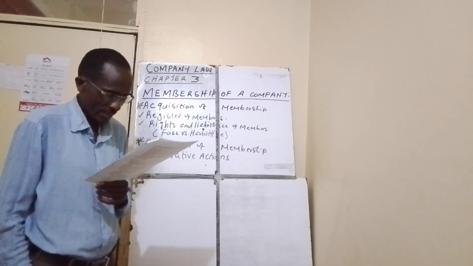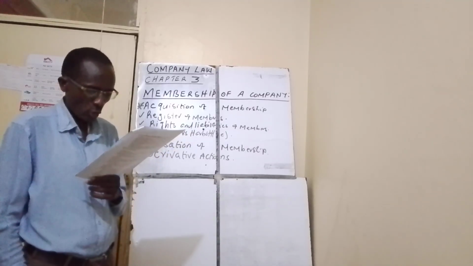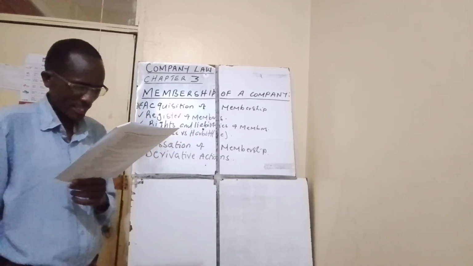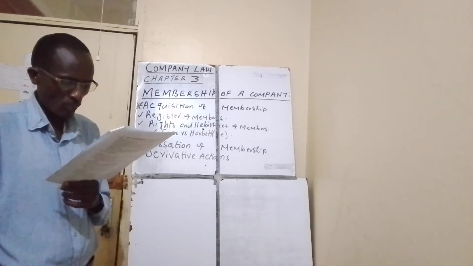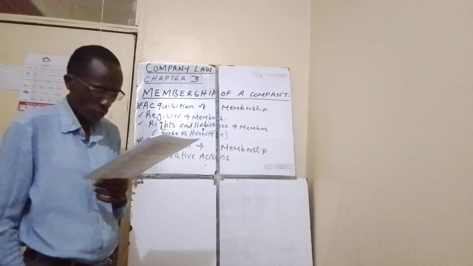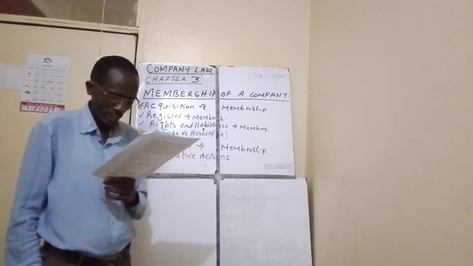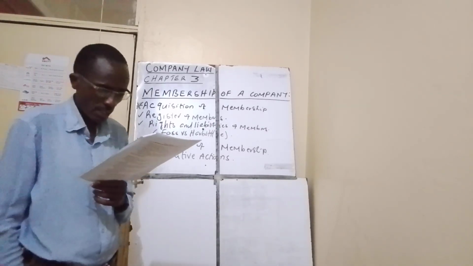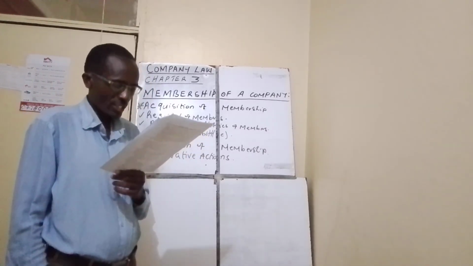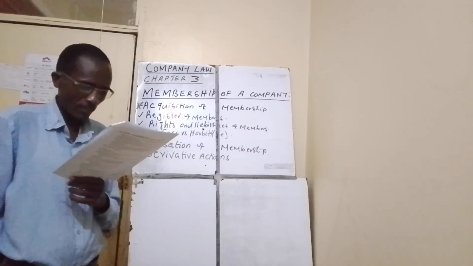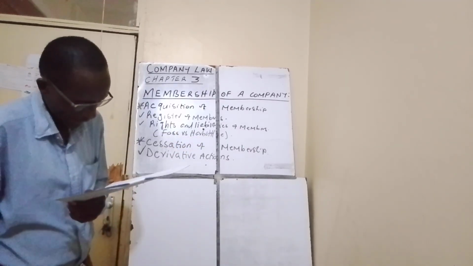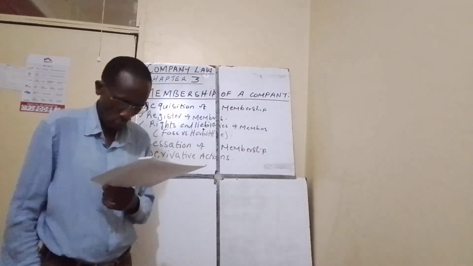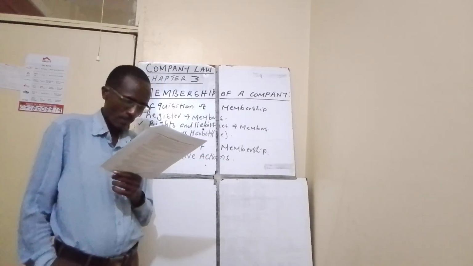A derivative claim under this part may be brought only in respect of a cause of action arising from an actual or proposed act or omission involving negligence, default, breach of duty, or breach of trust by a director of the company. A derivative claim may be brought against the director or another person or both.